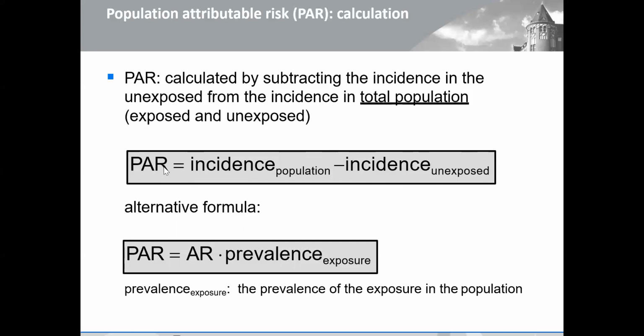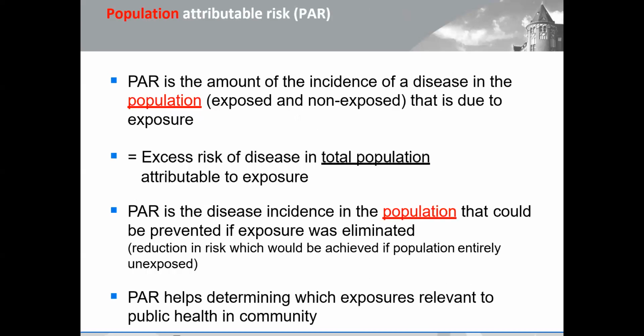So your population attributable risk becomes incidence in the population minus incidence in unexposed. This is the formula, and you can also use the attributable risk times the prevalence to get your population attributable risk. These are formulas which you can memorize. They can become very handy when you are doing multiple choice questions. We can bring some of these questions.